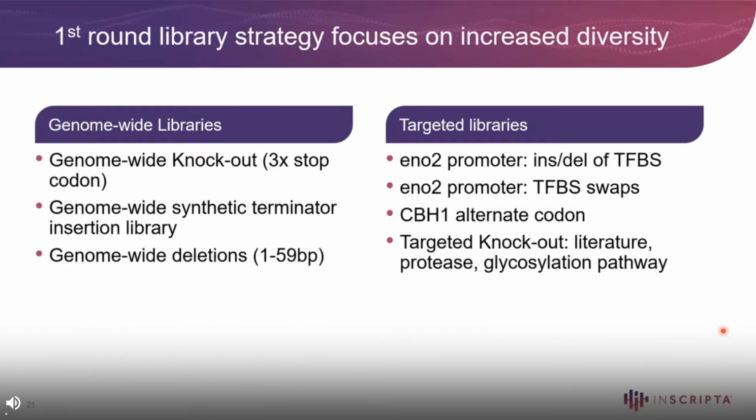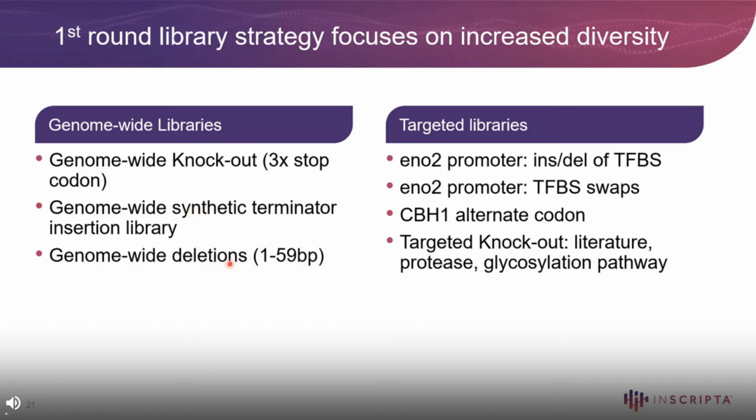Okay, so we wanted to test a bunch of different library concepts for trying to improve the production of CBH1. So this is the first library strategy, and it really focused on a lot of different diversity. So we had genome-wide libraries, so basically targeting all over the genome. This included a genome-wide knockout library, so knocking out every gene in yeast, and a genome-wide synthetic terminator insertion library. So we utilized a synthetic terminator and inserted it at the 3' end of every gene in yeast, and this can have an impact on the ultimate expression of that gene.